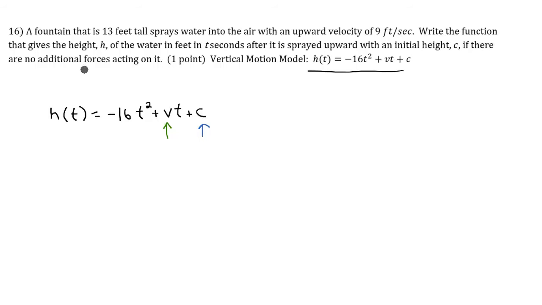So if we look through the problem, we see that our upward velocity, which would be our initial velocity, is indeed 9 feet per second. So that's going to go right here. And then we also have a starting height of 13 feet because that's the height of our fountain. So I'm just going to rewrite my function here, but I'm going to plug in all my information. And by the way, this negative 16 here stays the same all the time unless something with gravity changes. But that's going to be a standard number.